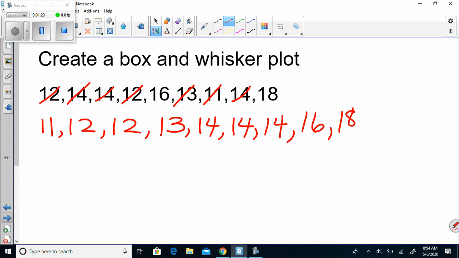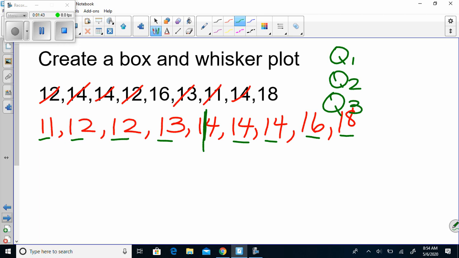Now remember, when I do this, I need to find the median. So I go from both ends looking. So I have 18 and 11, 16 and 12, 14 and 12, 14 and 13. So right here, 14 is my median. So I know, and I'm just going to keep track of these, Q1, Q2, Q3. My Q2 is 14. These are the pieces of data that I need.